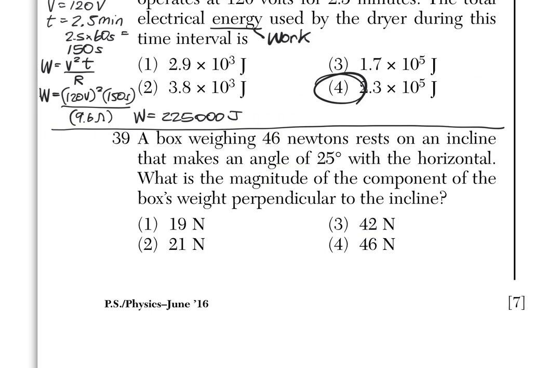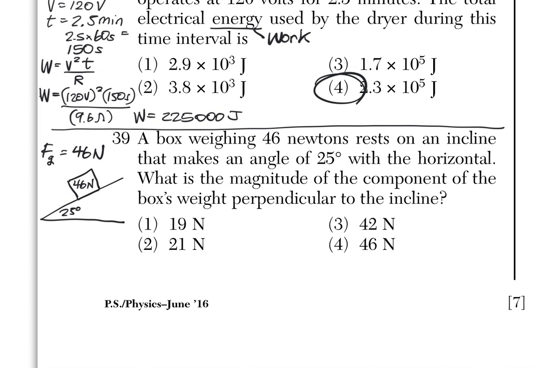Now we have 39, we have the weight of 46 newtons. Let's write that down. Weight is 46 newtons, and it is at rest, and it's on an incline of 25 degrees with the horizontal. And there's the bell. The question asks for the component of the box weight perpendicular to the incline.